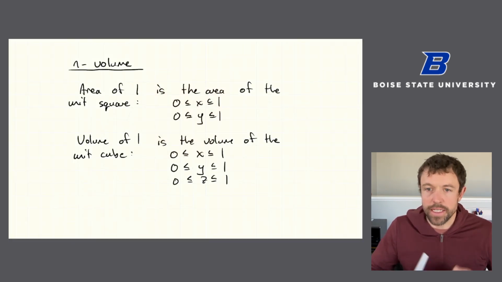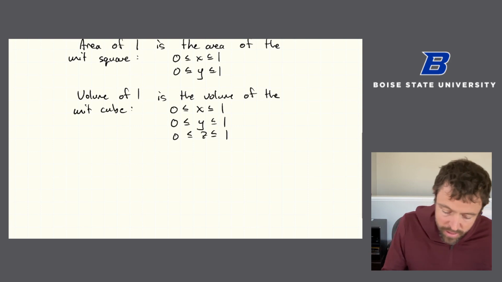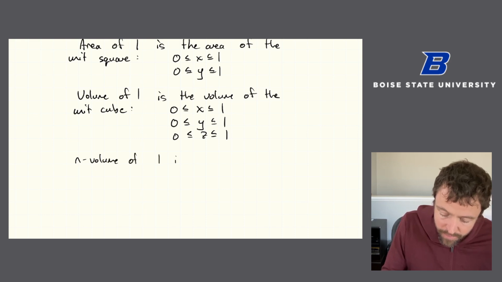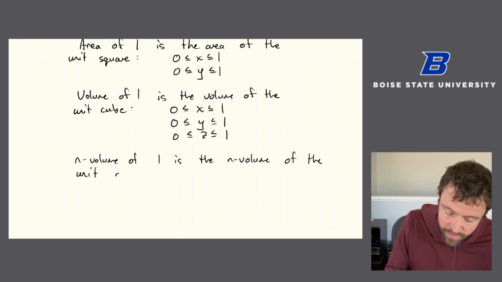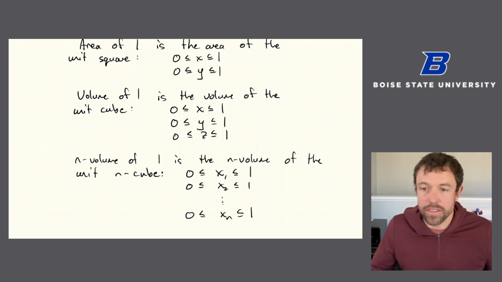So once we have these two things down, I think it's pretty straightforward what it should mean to have an n volume of 1. An n volume of 1 is the n volume of the unit n cube. And the unit n cube is just, well, we have n variables, so x1 is going to be between 0 and 1, x2 is going to be between 0 and 1, all the way up to xn has to be between 0 and 1. And so that's what an n volume of 1 is.